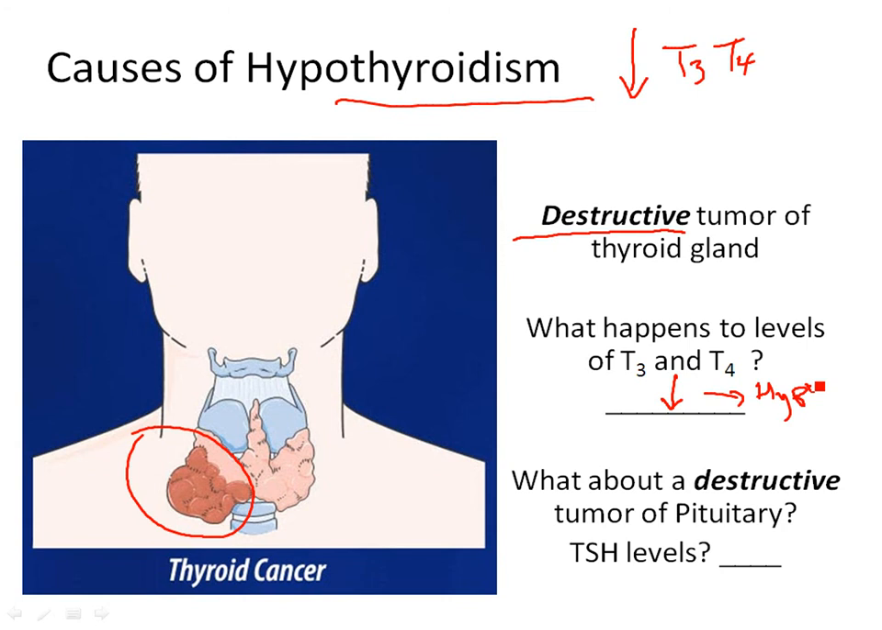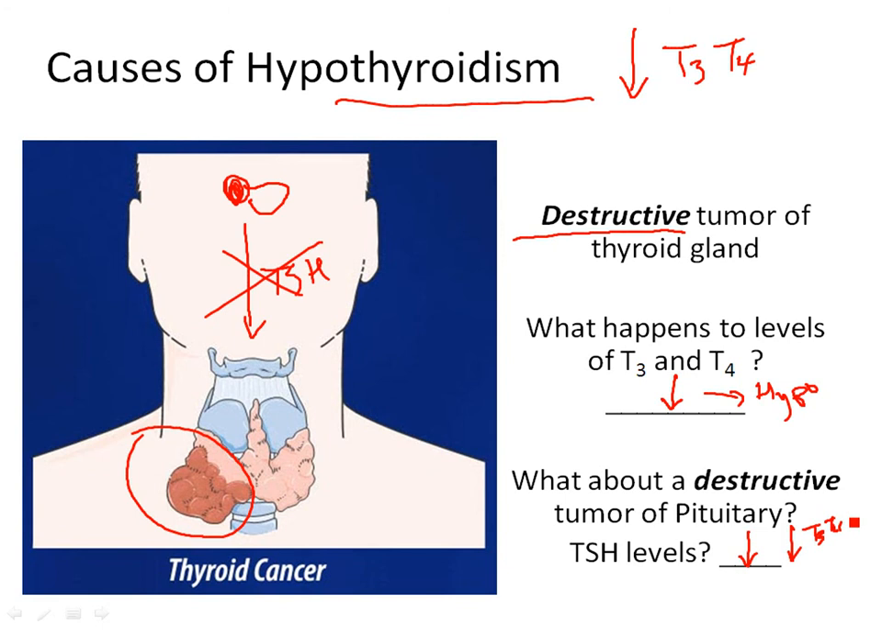Now, another reason that we could be having low levels of T3 and T4 is up here in the pituitary. Let's say I develop this huge tumor up here that's destructive, and instead of making TSH like I should, I can't produce it at all. So I have decreased my production of TSH. If I don't have TSH telling the thyroid to release, which is going to be low, then I'm also going to have low T3 and T4. So both of these reasons can be causes of hypothyroidism.